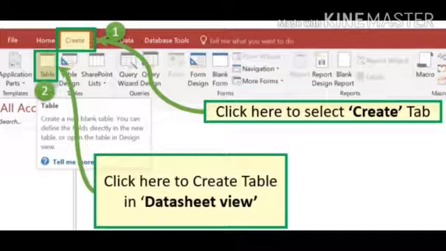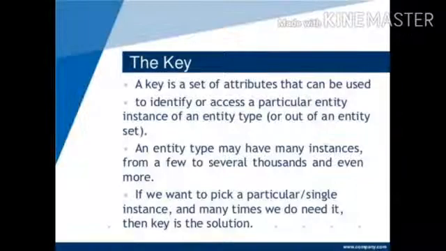So database creation is done, and we have to proceed to the next module of this MS Access, that is the key. What is a key? A key is like opening the lock. Same here, the key is a set of attributes that can be used to identify or access a particular instance of an entity type or entity set. An entity type may have many instances, from a few to several thousand and even more.